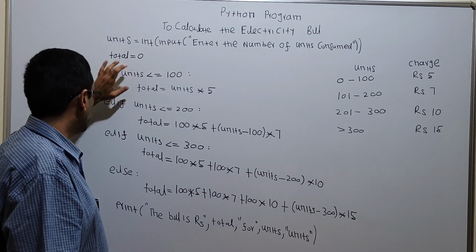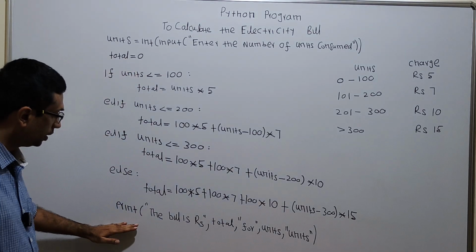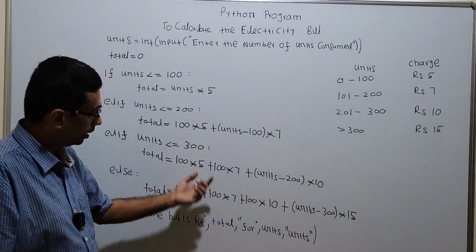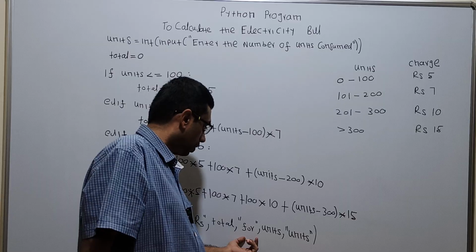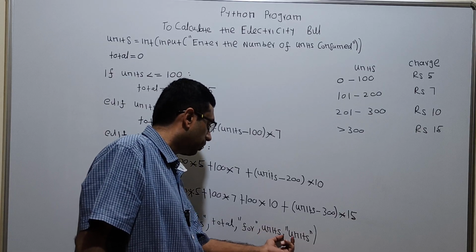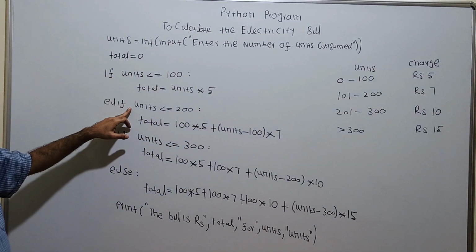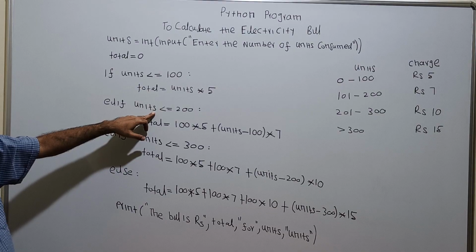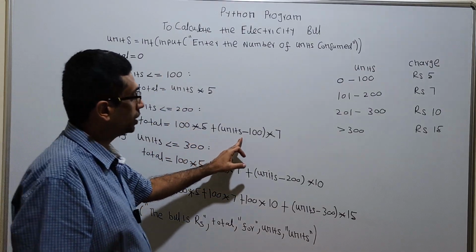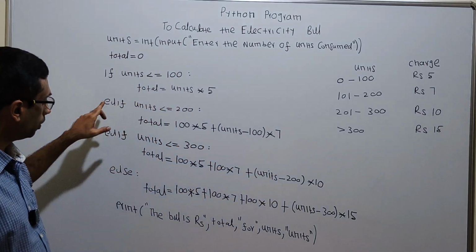After the execution, the control will come directly out of the entire if else structure and come to the print statement and print the result as an output. So the bill is rupees and total amount followed by string for the units. The number of units will be displayed here followed by the string units. If this condition is false, controller will come to the first elif and check this condition, units less than or equal to 200. If this is true, for first 100 units I am charging 5 and remaining units I am charging 7 rupees. If this is also false, then only controller will come to the next elif.